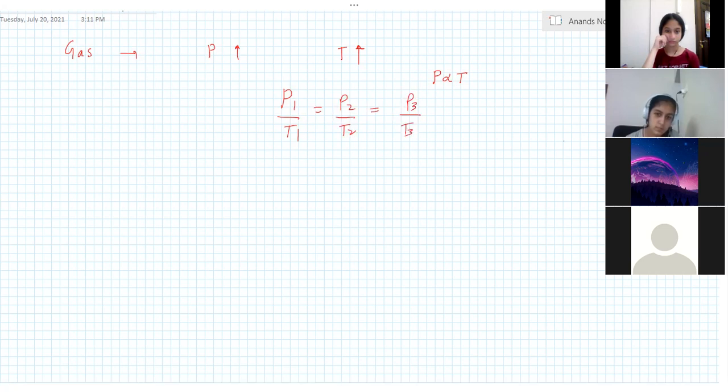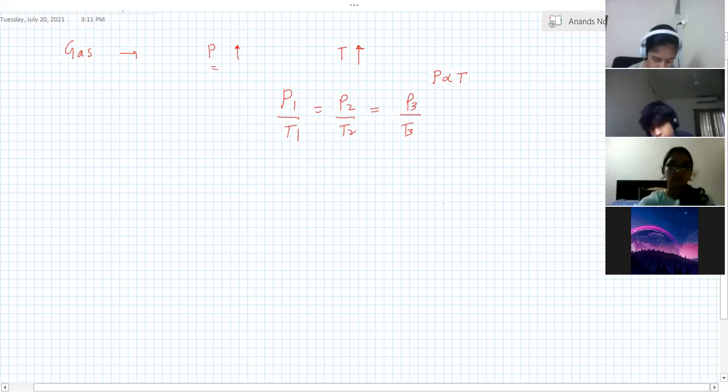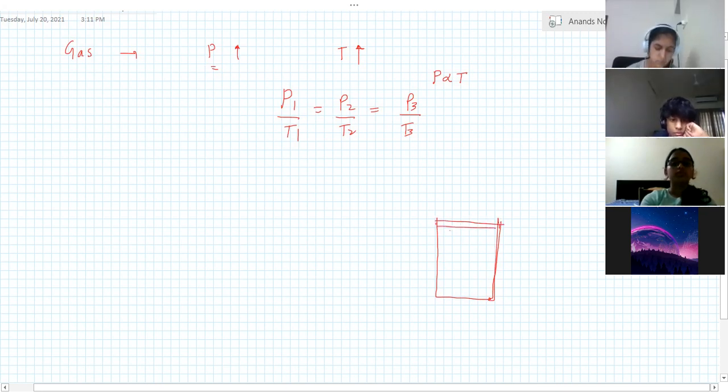Amrita, are you following this? Yes, sir. When I say pressure, what is the pressure exerted? It means force exerted over a given area, right? Because these are the gas particles, and they are going to constantly move. That means they are hitting the walls of the container. When they are hitting the walls of the container, they are exerting some force.